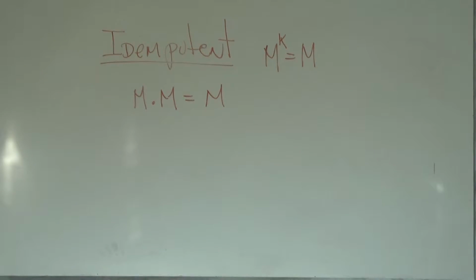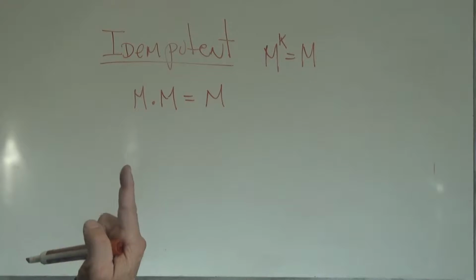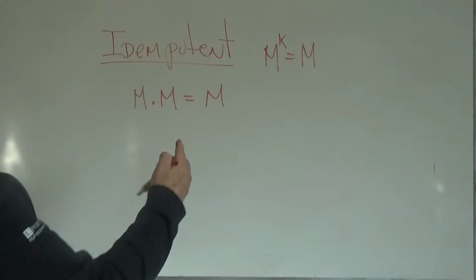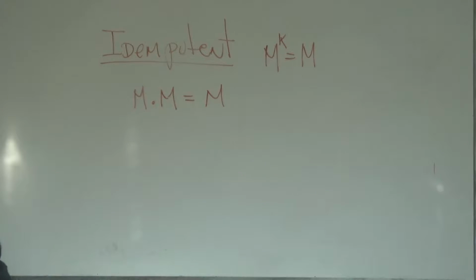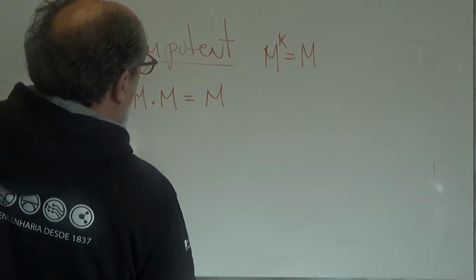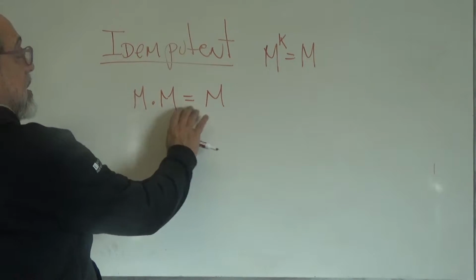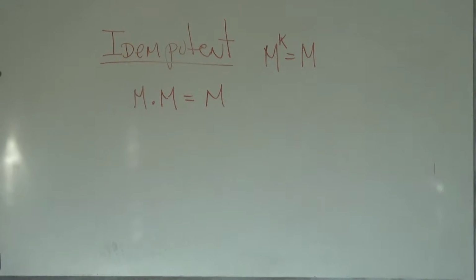Now that's kind of weird in the sense that for scalars, this would require that the M would be 1, right? Because the only thing that you can raise to a power and not change it is 1. 1 to whatever is 1. But in matrices, that's not true. You can have a matrix that has nothing to do with being a 1, which when you multiply it times itself, it gives you the thing back.